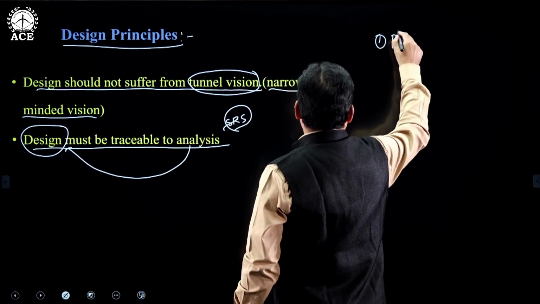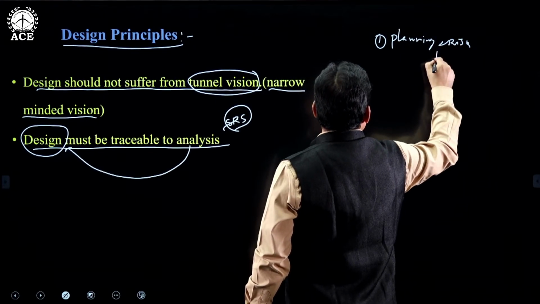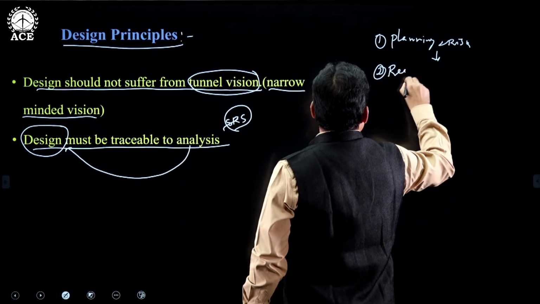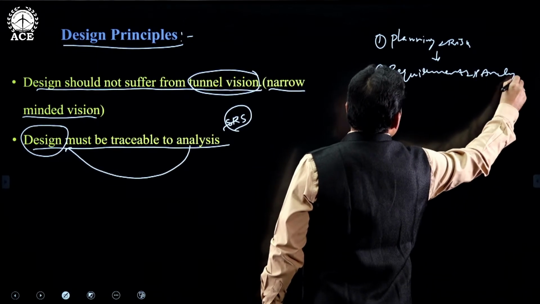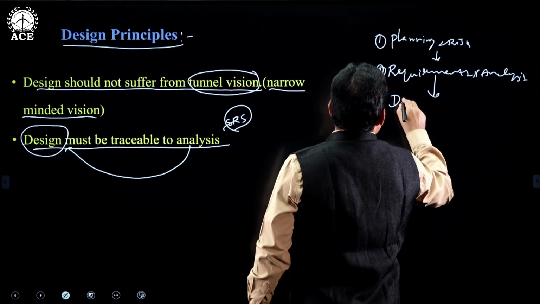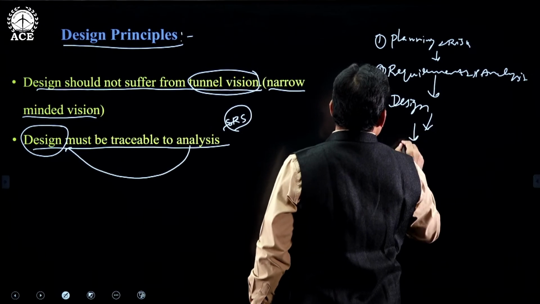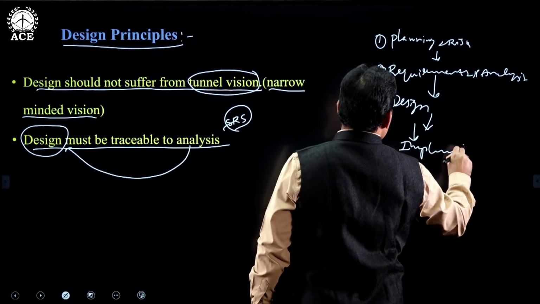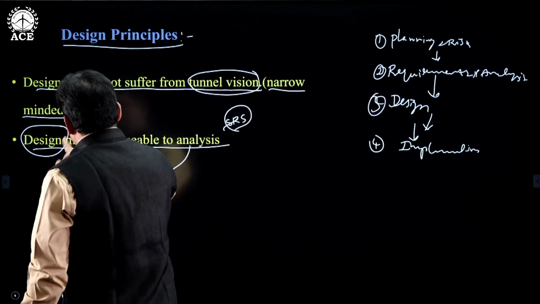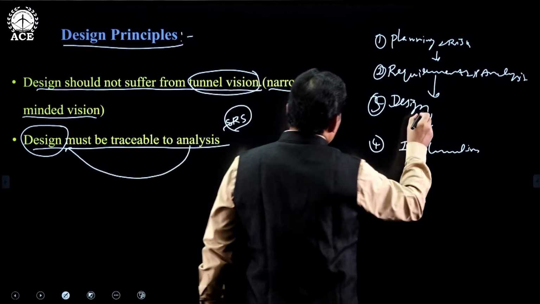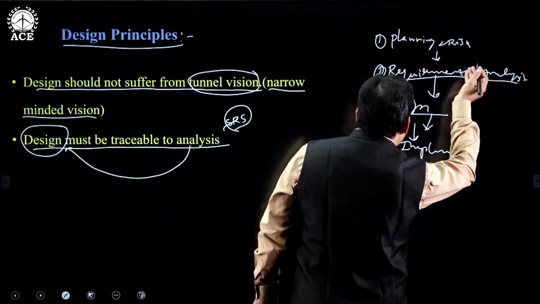I'm not writing all the SDLC phases, just three: planning and risk, requirements and analysis. This is design. This is implementation. There are various other phases also, which we already discussed. So what is the design principle? Design must be traceable to analysis. Design is supposed to take place from the requirements and analysis phase only, based on requirements and analysis.